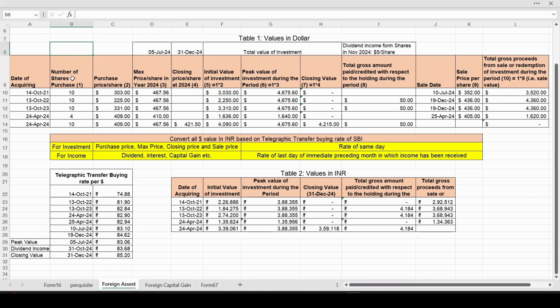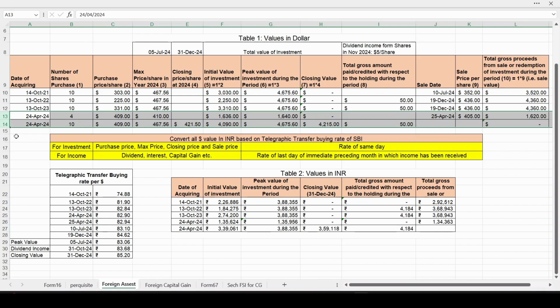As per the example, the person received or purchased these numbers of shares on these different dates and at these purchase prices. Out of these shares, 10 shares have been sold on 10th July 2024 at the rate of $352 and 20 shares have been sold on 19th December 2024 at the rate of $436 per share.